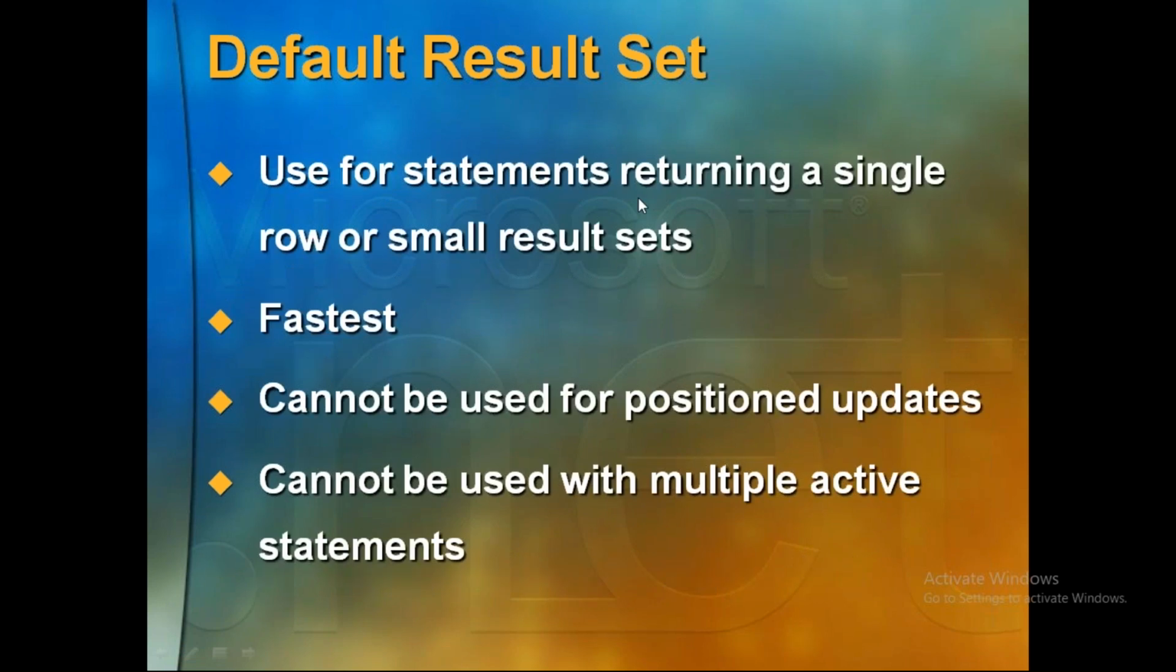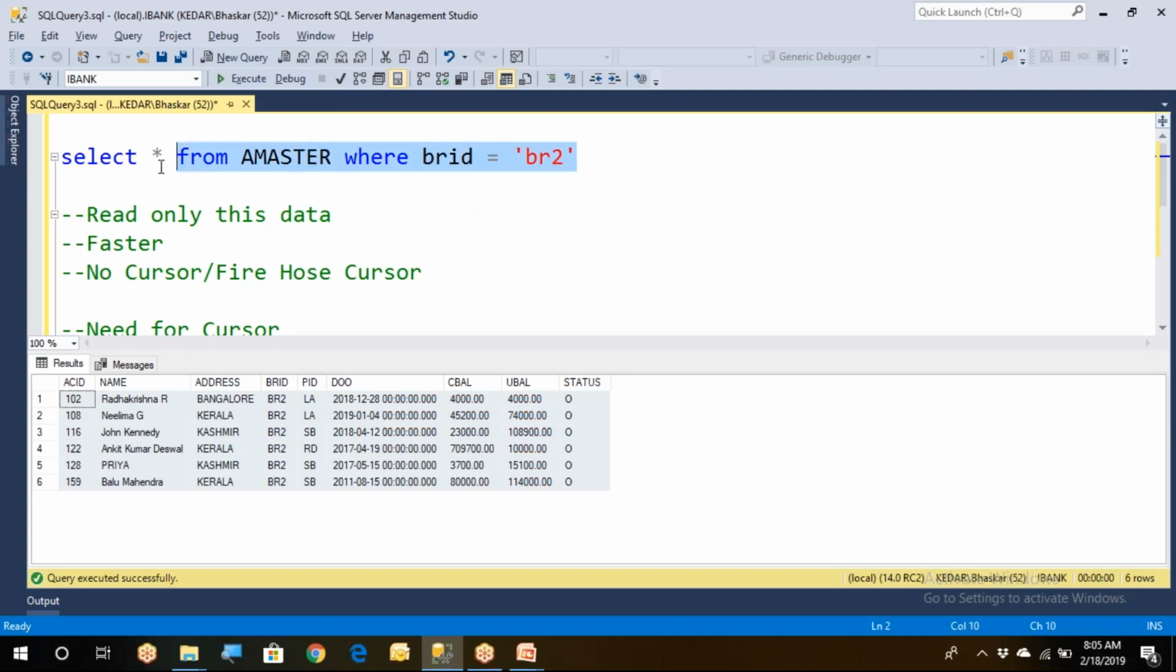Use it for statements returning a single row or small result set. It is very, very fast. It cannot be used for positioned updates or deletes. It cannot be used with multiple active statements. Nothing you can do here. You will not be able to get multiple result sets. You will get only one result set, because one query gives you one result set. You cannot do any kind of updates or deletions, and no cursor. It is called a fire hose cursor.